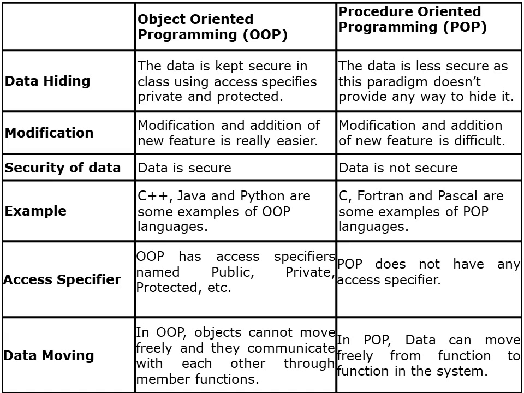Tenth, access specifier. In object oriented programming, there are different access specifiers such as public, private, and protected. Whereas in procedure oriented programming, there are no such access specifiers. Eleventh, data moving. In object oriented programming, data cannot move freely in the system. In procedure oriented programming, data flows freely around the system from one function to another function.